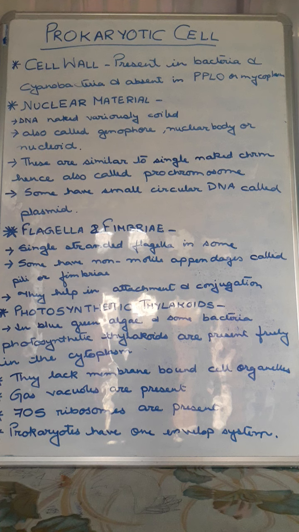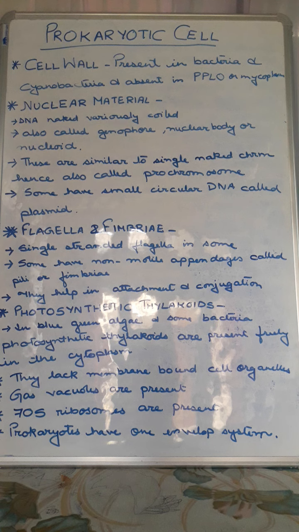Got it? Okay, now here the cell wall is present in bacteria and cyanobacteria. But in case of mycoplasma or PPLO, I hope you have remembered, in our early classes we have studied about the smallest organism, that is PPLO and mycoplasma. They lack the cell wall, okay, and the bacterial cell wall consists of what? Peptidoglycan, isn't it? So these are the main things which will have the cell wall, but here PPLO and mycoplasma will lack cell wall.